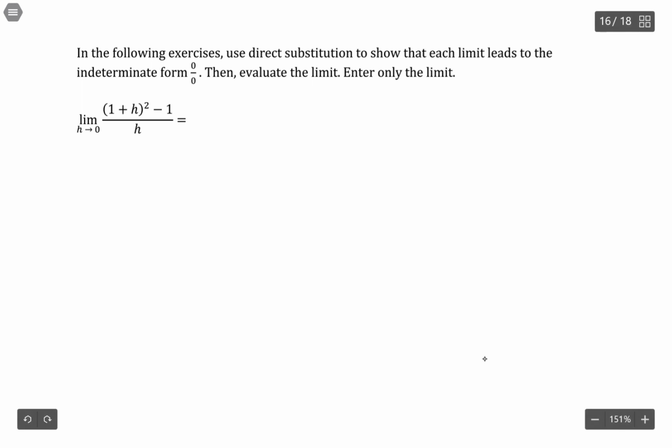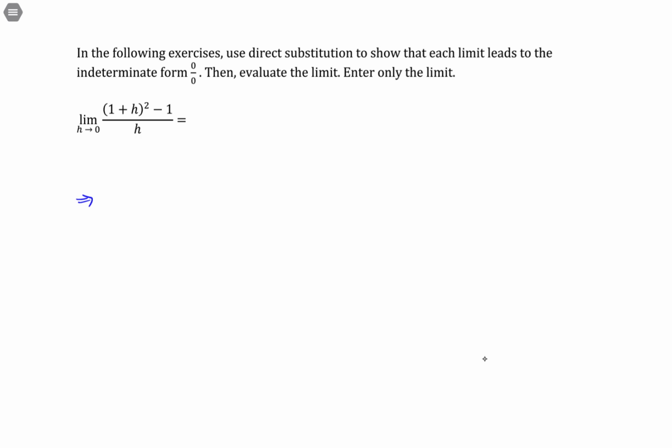In the following exercise, use direct substitution to show that each limit leads to the indeterminate form 0 over 0, then evaluate the limit. All right, so in this situation, we have a limit, and the first thing we should always do with a limit is plug in the limit value. Just see what it comes out to.